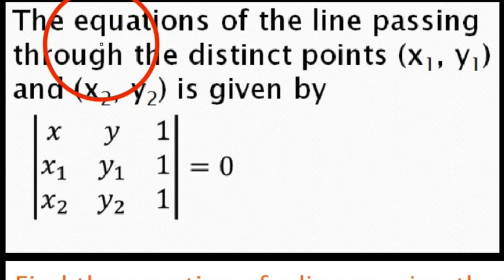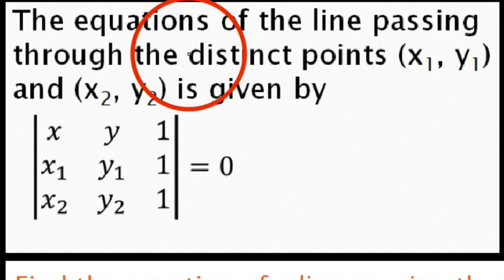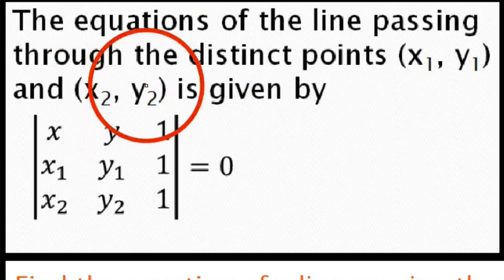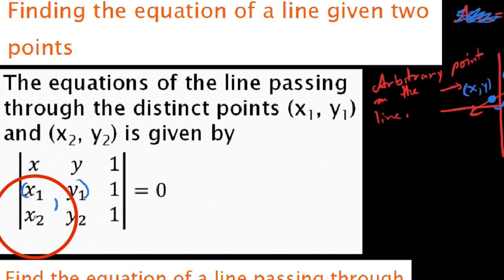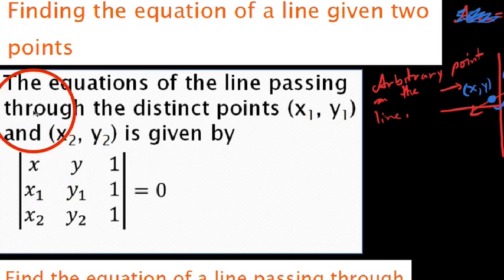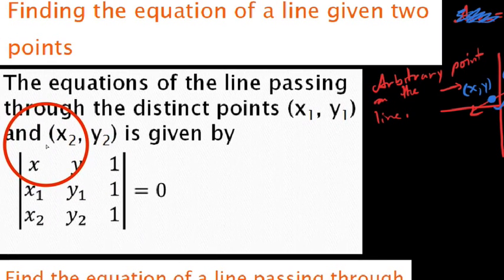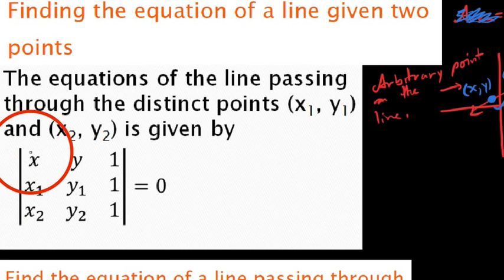So this formula you see here says the equation of the line passing through the distinct points x1, y1 and x2, y2. So you've got your 2 points here. Just to visually support this, here's our first ordered pair, here's our second ordered pair. This x and this y, that's our arbitrary point. And maybe that's something we want to write right here.